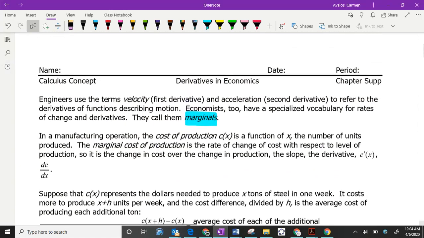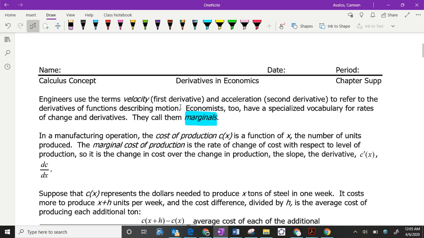Okay, so we are talking about derivatives in economics. And the main thing that you need to know is that if you are taking business calculus, this is what you're going to look into. If we were taking engineering calculus, which is what you're doing right now, it's talking about velocity as the first derivative, acceleration as the second derivative, everything that we've been working on right now.